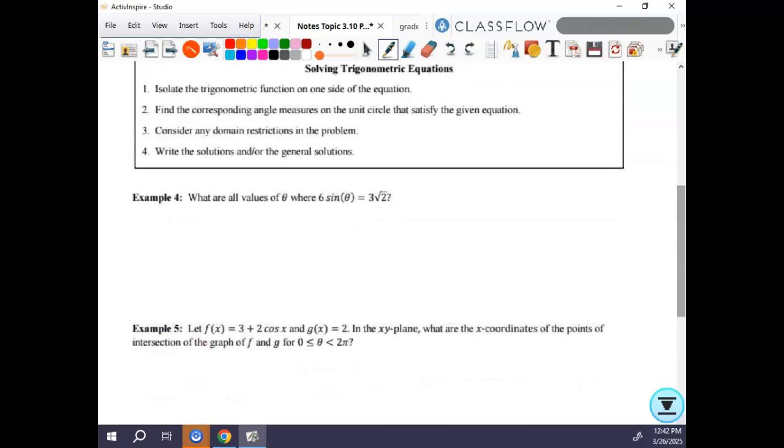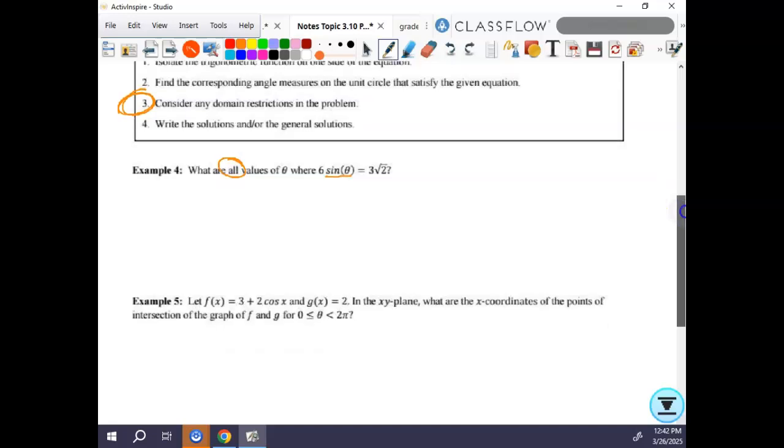Okay. All right, so technically we've been solving them, but this says when we're solving trig equations, we need to isolate the function. So that just means like this sine of theta part right there. Find corresponding angle measures. This is the important part right here. Consider any domain restrictions. So don't forget about that, right? When I look at example 4, it says all values and there's no other restrictions. That tells me I'm going to have that plus 2 pi k thing in there.